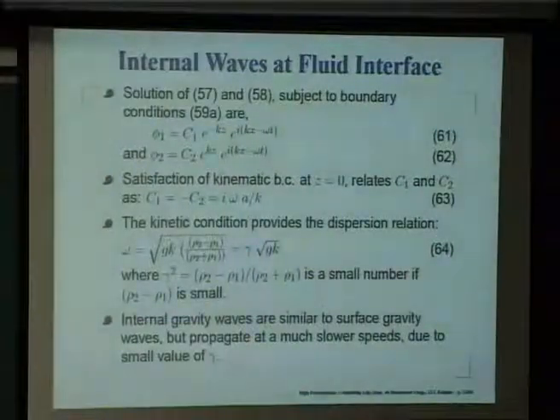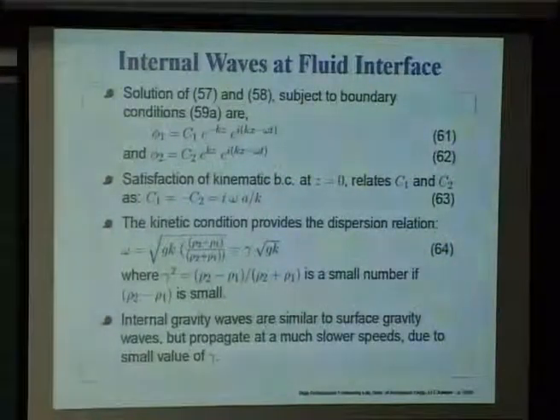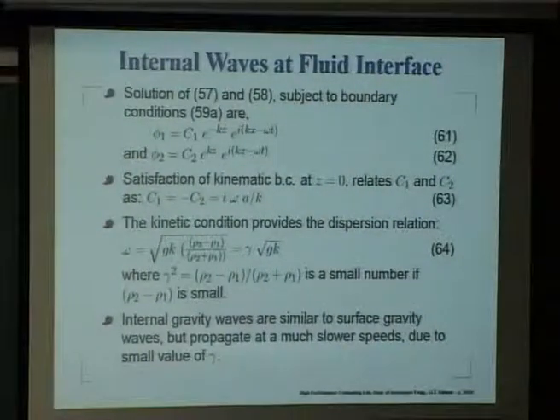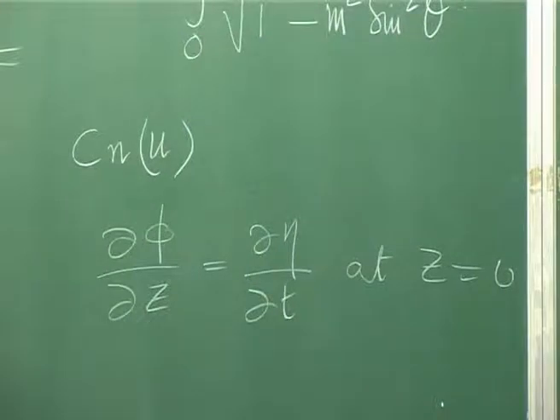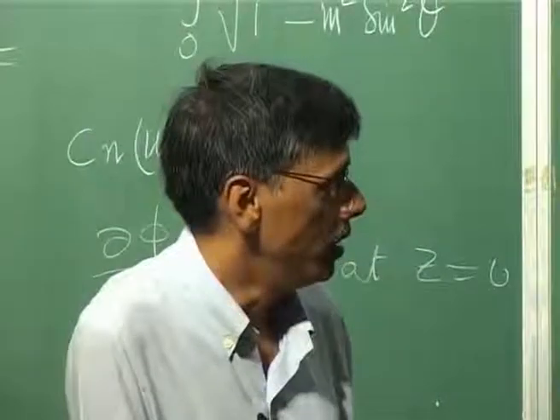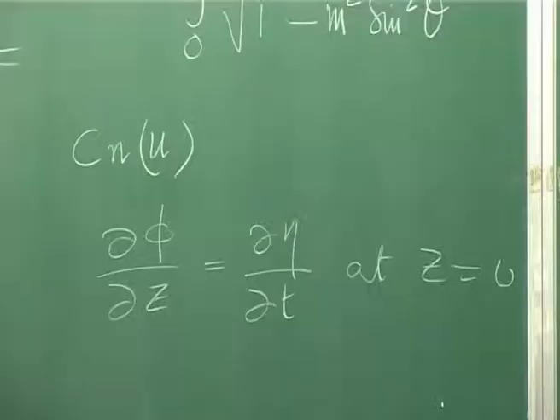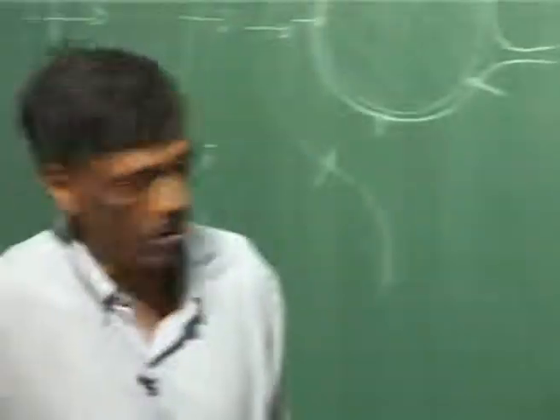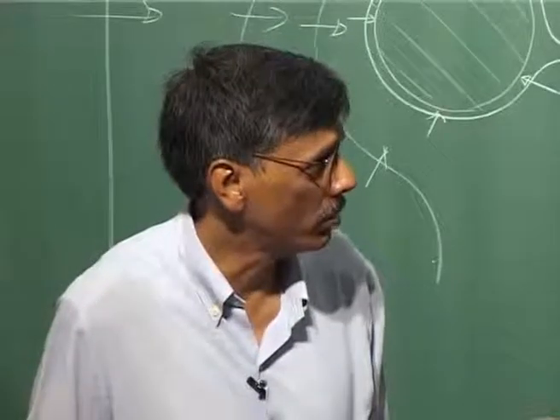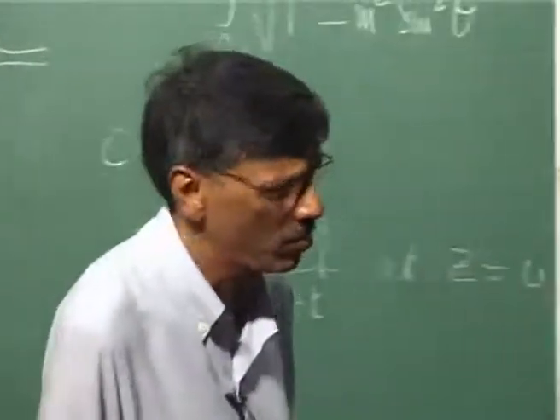Now, the third kinematic boundary condition, which is that del phi by del z is related to del eta by del t at z equal to 0, would help us relate these constants C 1 and C 2, and that is what we get, right. So, C 1 equal to minus C 2, that is I omega a by k. And finally, what you need to do is go to this dynamic condition, this Bernoulli's equation, substitute these two solutions phi 1 and phi 2 with this C 1 and C 2, and you will get this dispersion relation. This we have done before also.